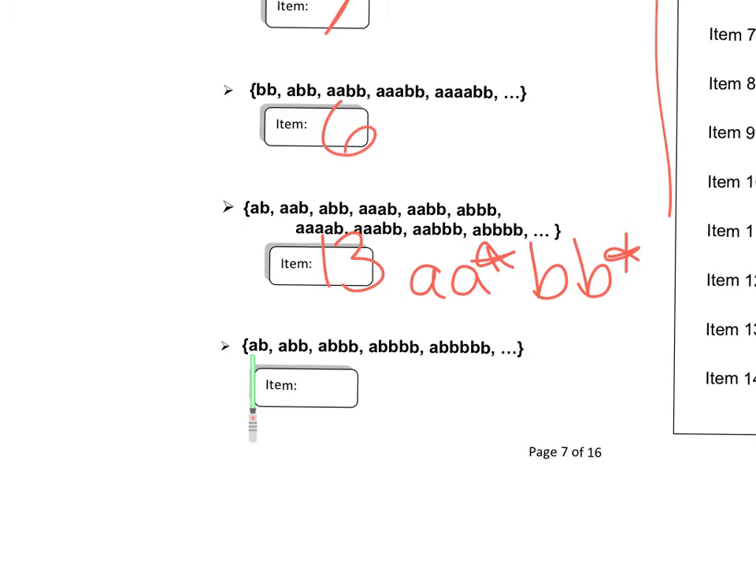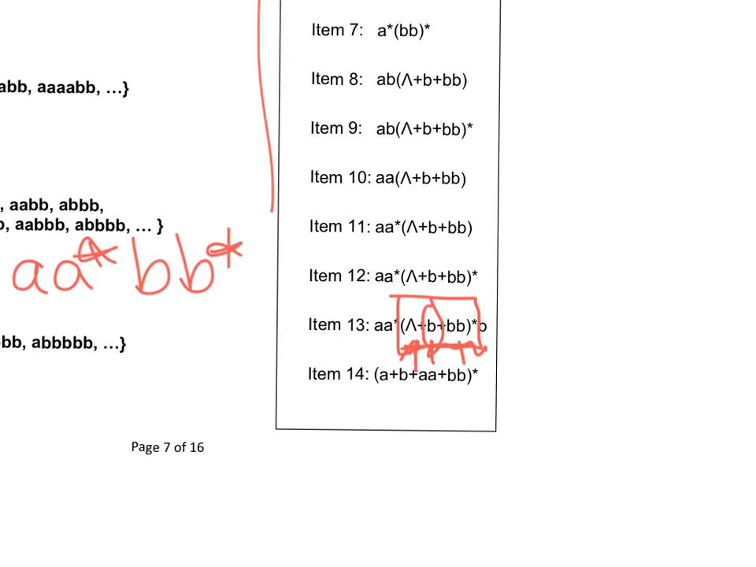Okay, so have to have at least one A and one B. Always have one A, right? And we have an increasing number of B's. So let's move over and see if we can find this.